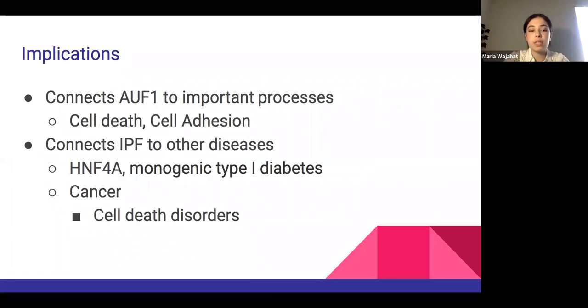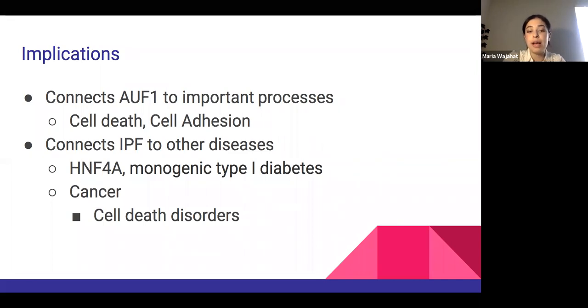So the implications of this project: it really connects AUF1 to cell death and cell adhesion, mostly in IPF, as well as on the control matrix. We know that AUF1 is connected to cell death. And that opens up a lot of research opportunities in the future to understand how exactly AUF1 may be related to cell death and cell adhesion and all of those processes that I mentioned before.